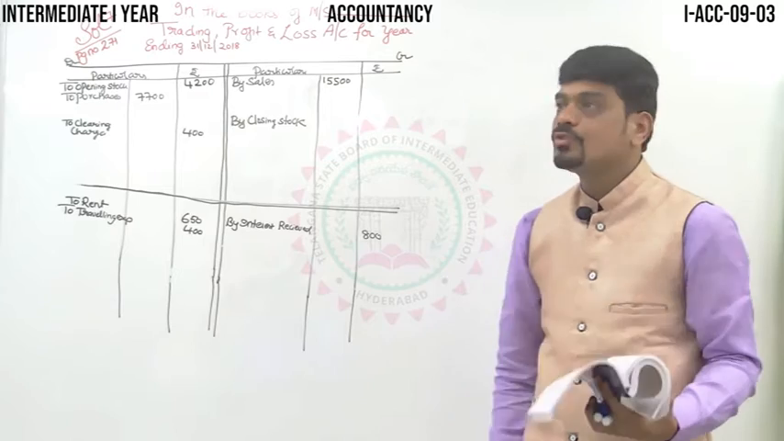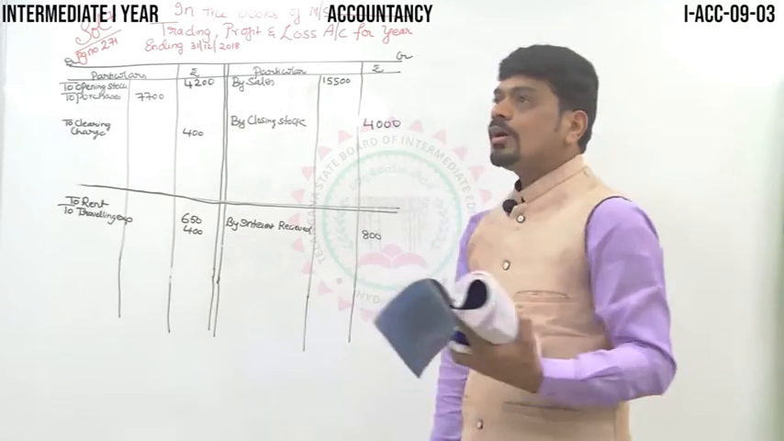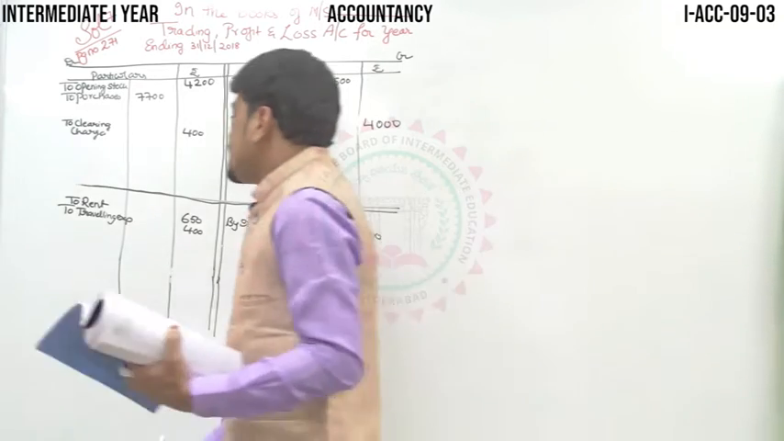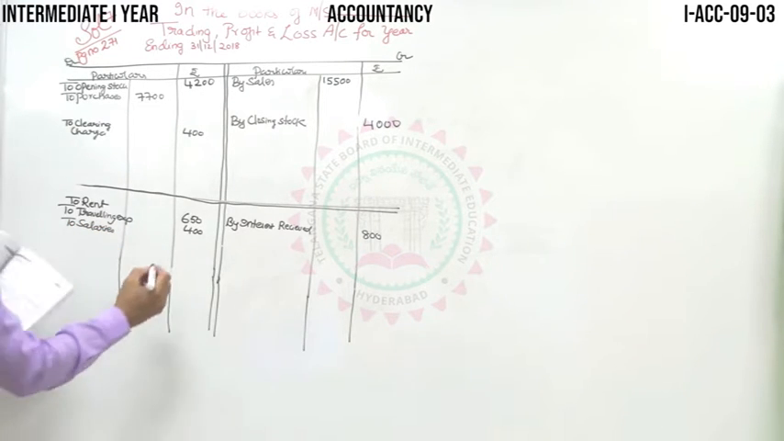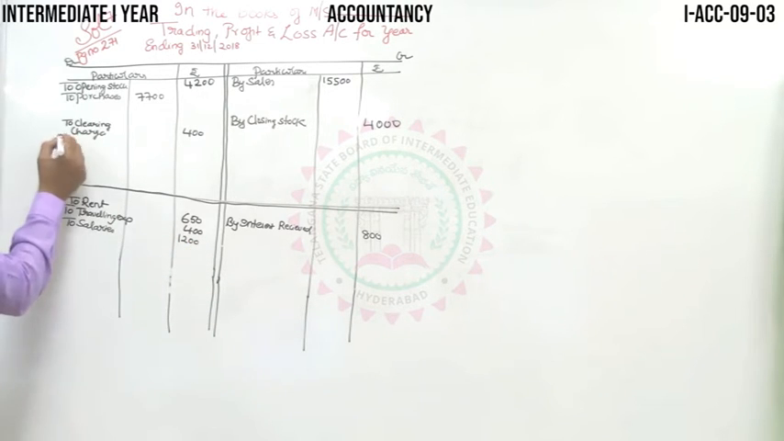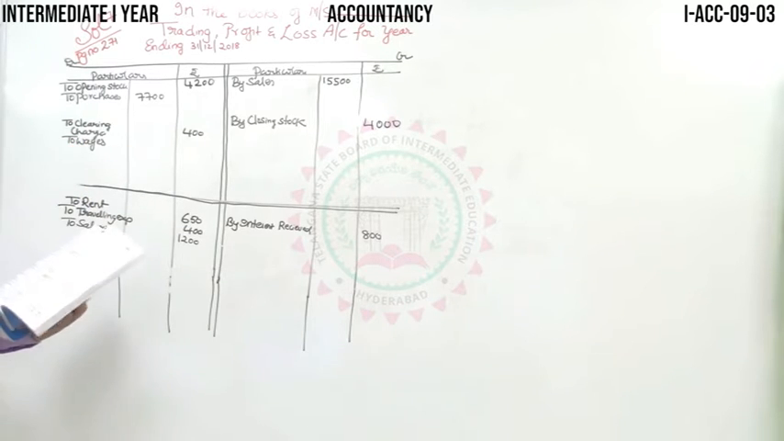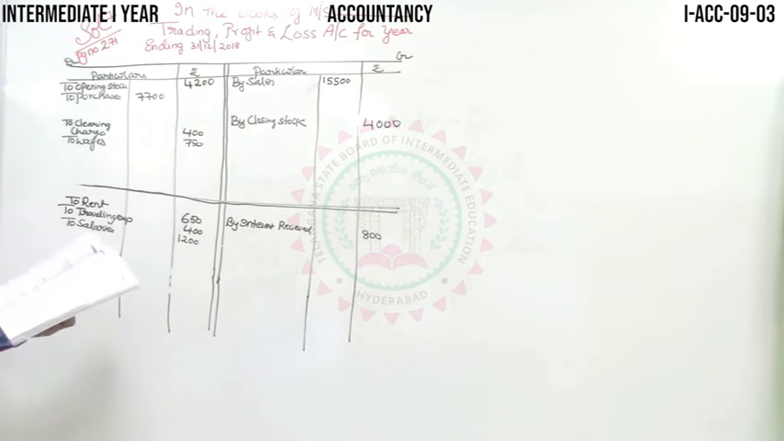Then closing stock. Trading account, credit side, closing stock 4,000. Then salaries. Salaries belong to profit and loss. So to salaries 1,200. Followed by wages. Wages is a direct expense. So it will go to trading account. To wages 750.